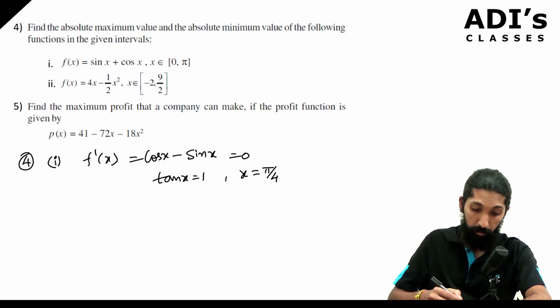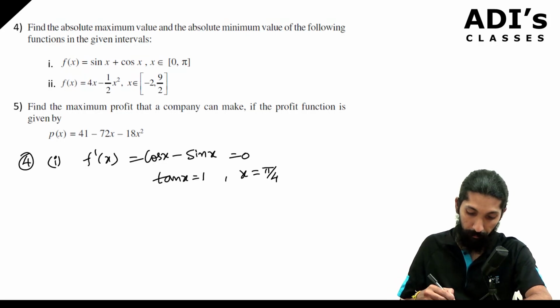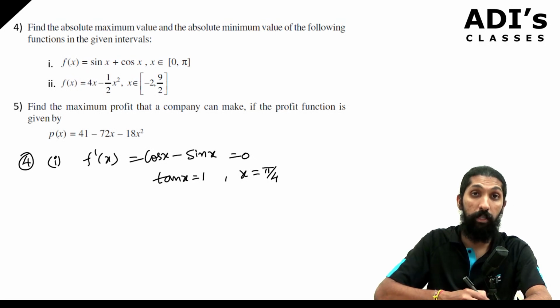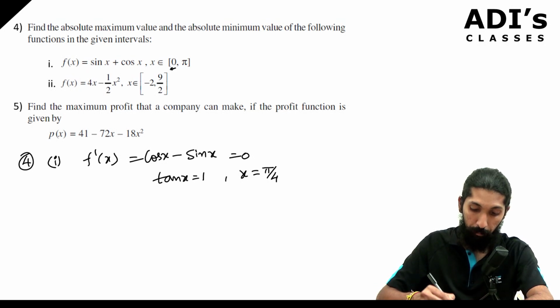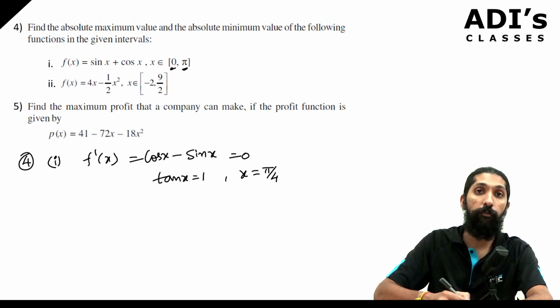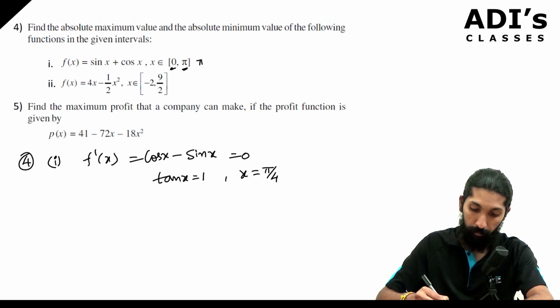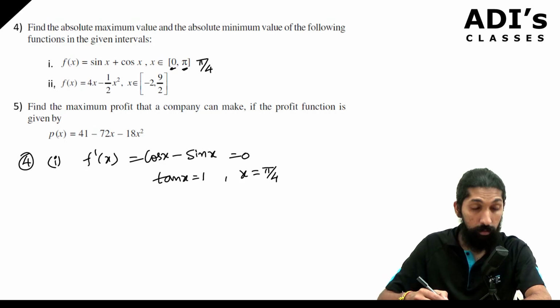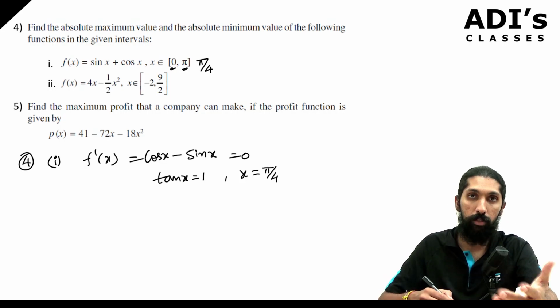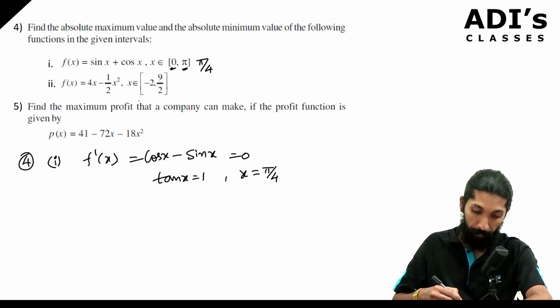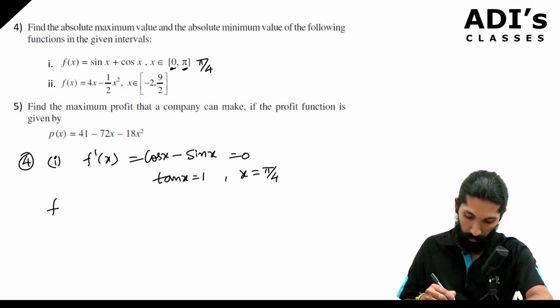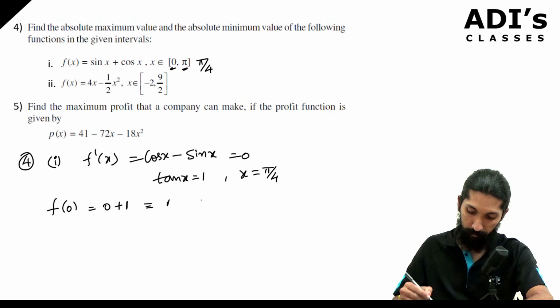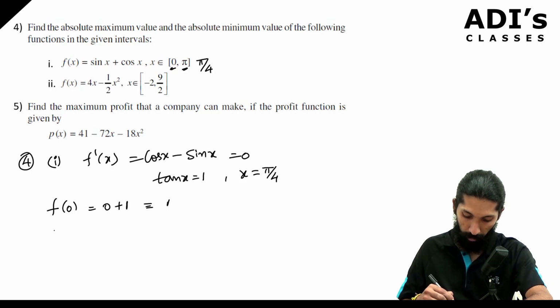Substitute these 3 values here. That means, what are the 2 endpoints given in the question? 0 and pi. And the point of inflection is pi by 4. So we'll substitute all the 3 and check which is the greater one, which is the lesser one. So put f of 0. F of 0 becomes 0 plus 1, which is 1. Now we'll do f of pi by 4.